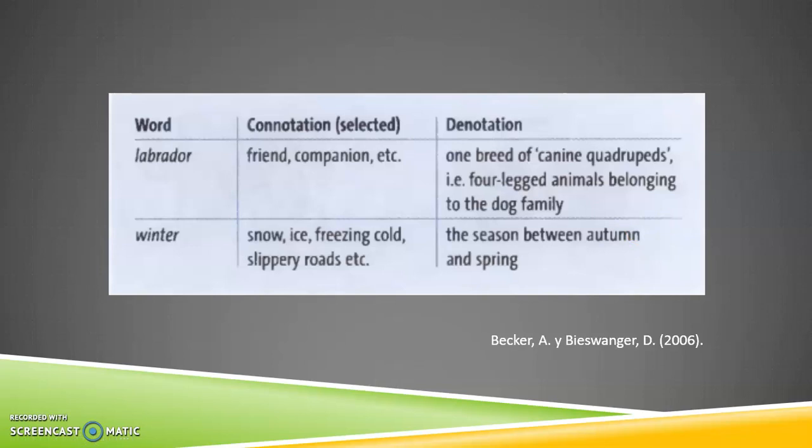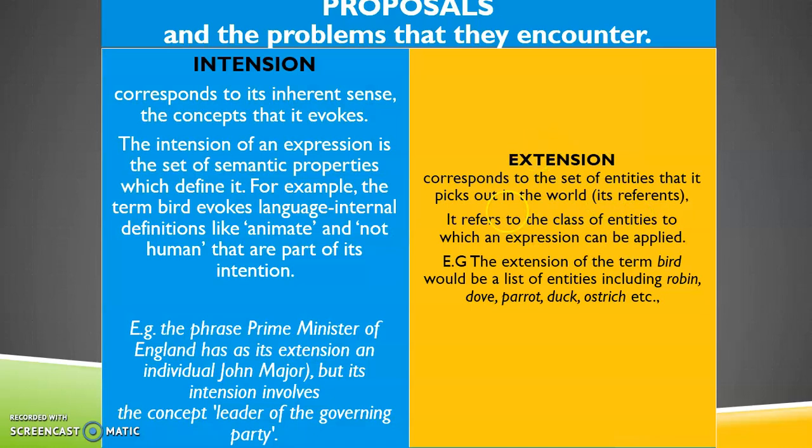Then the same with winter: snow, ice, freezing cold, the season between autumn and spring. So we have a connotation. What is the connotation of that word, and the denotation? Then we have intention and extension. So intention corresponds to its inherent sense, the concepts that it evokes. The intention of an expression is the set of semantic properties which define it. For example, the term bird evokes language-internal definitions like animate, not human, that are part of its intention.